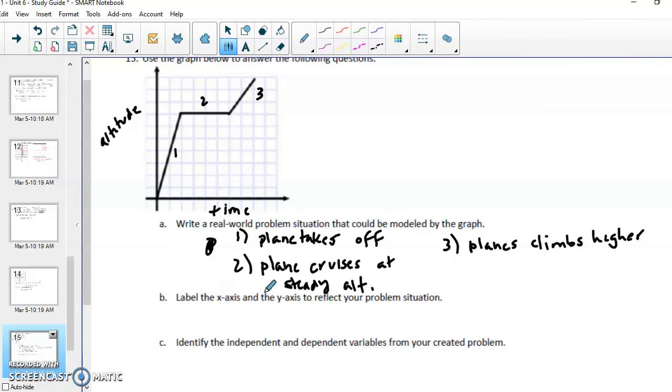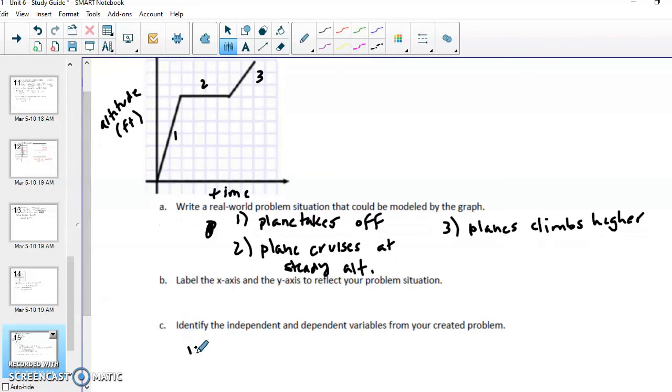Okay, part B, label the x and y axis. Well, I did that. I put time and altitude. I guess I could put feet, you know, put an actual unit. Independent and dependent. Remember, independent's always the x, so that's time. And dependent is whatever you put for your y value, and that's altitude.